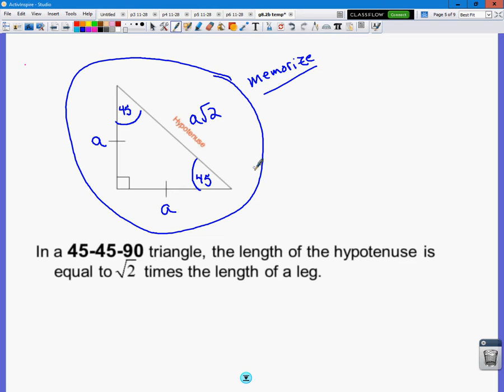The nice thing about this one is if you know that it's a 45, 45, 90 degree triangle and you forget this relationship, you can actually do this one with Pythagorean theorem. If they only give you one side, you can find the missing one using Pythagorean theorem. This is just easier.